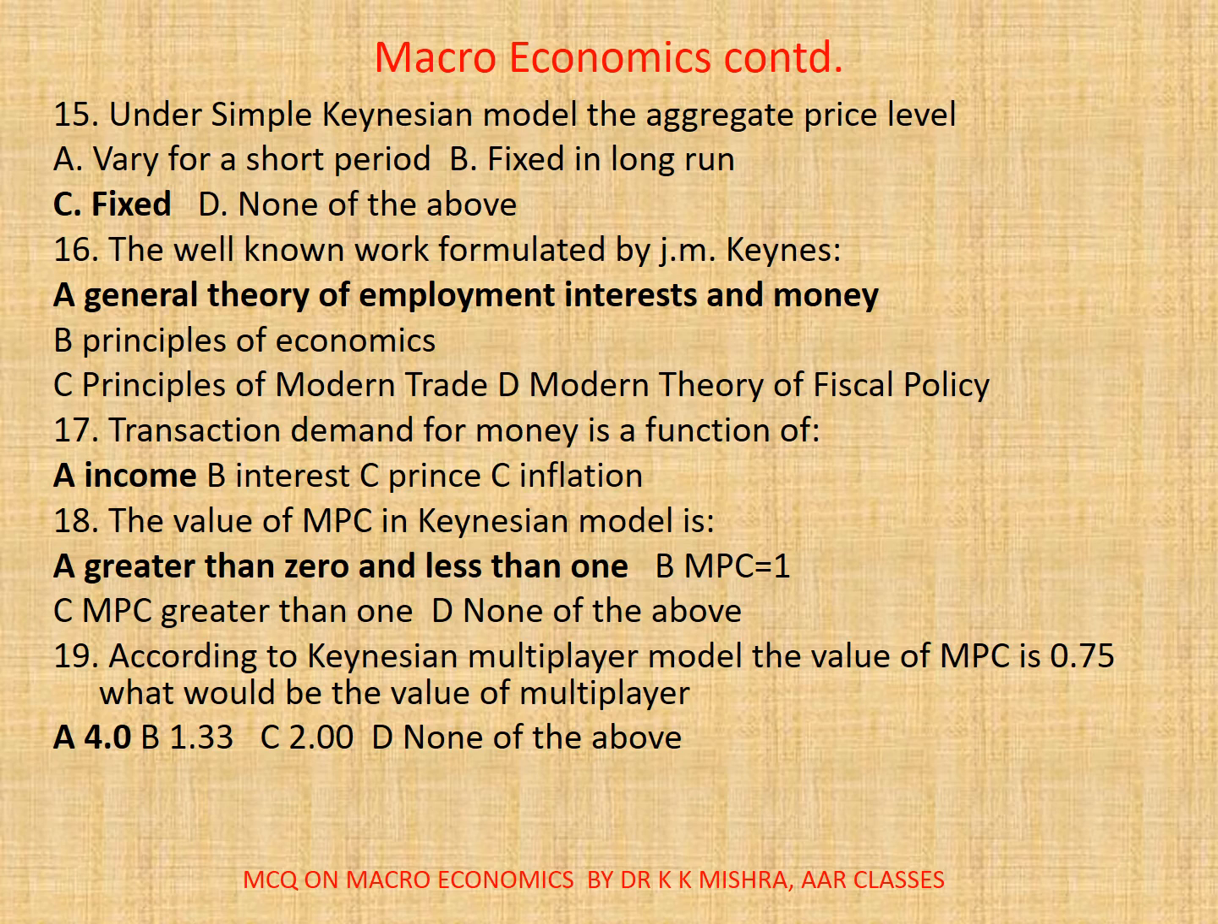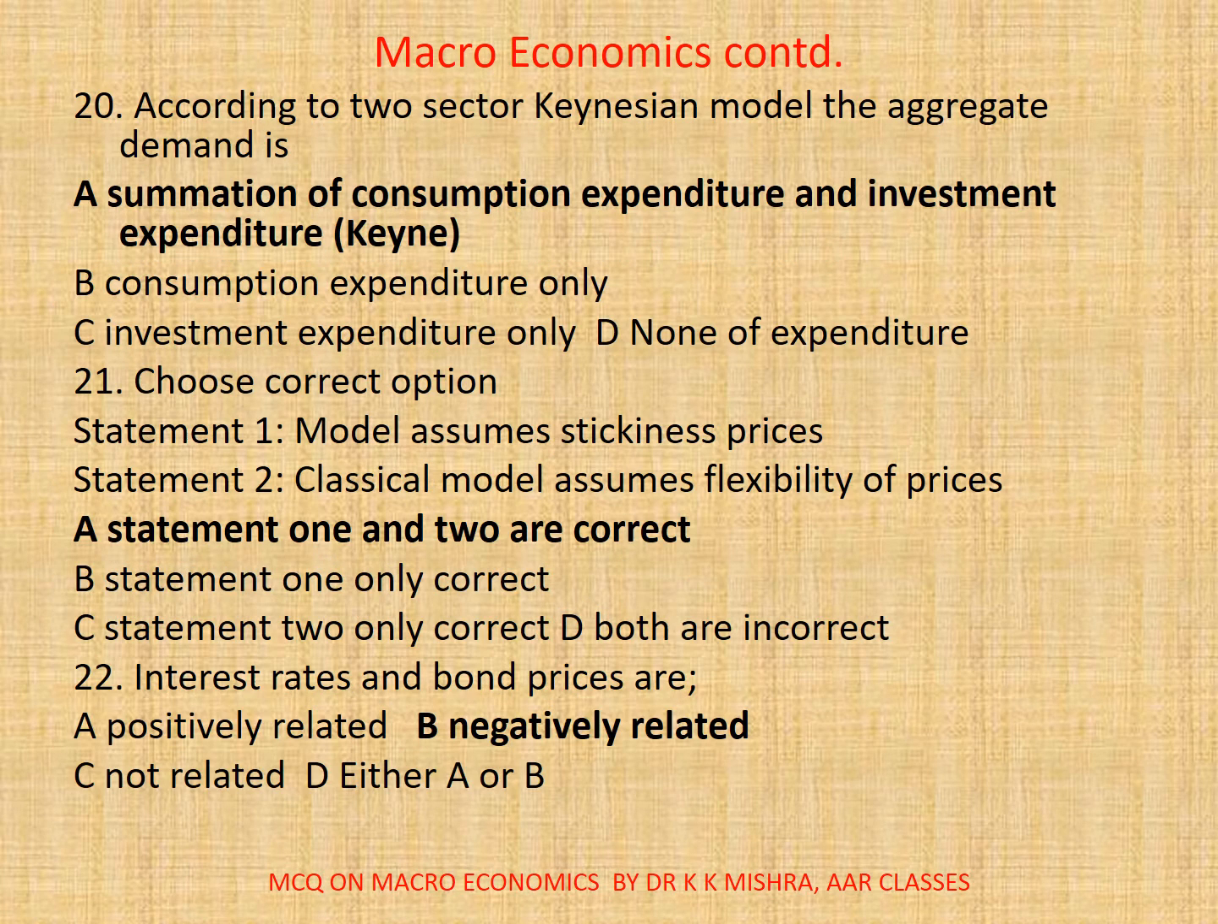19. According to the Keynesian multiplier model, the value of the MPC is 0.75. What would be the value of the multiplier? If you calculate, like you calculated in the first question, here you will get A is equal to 4.